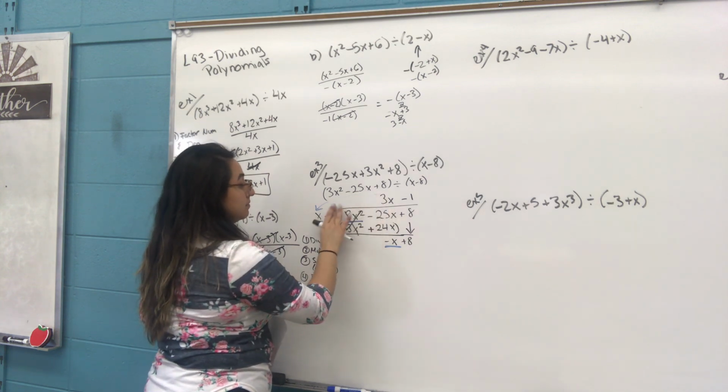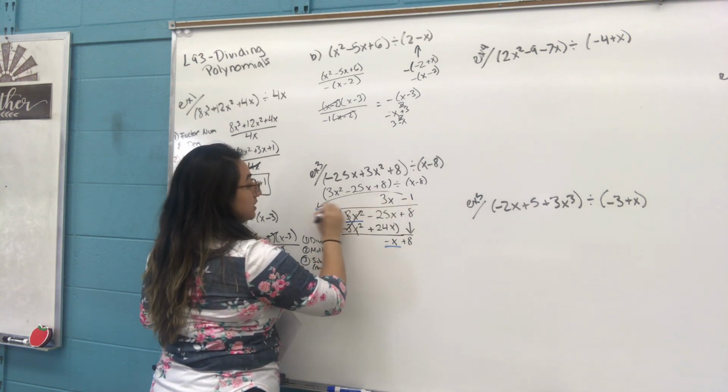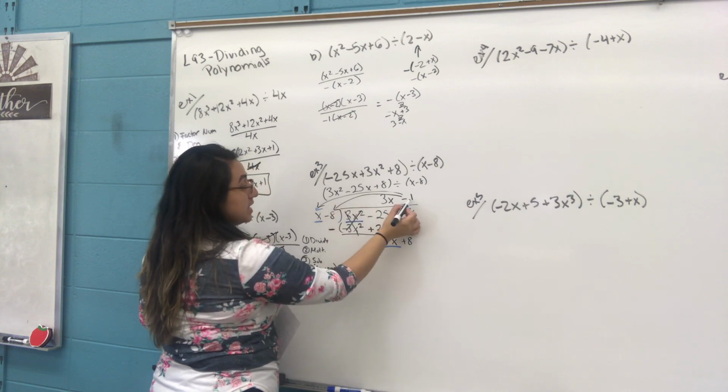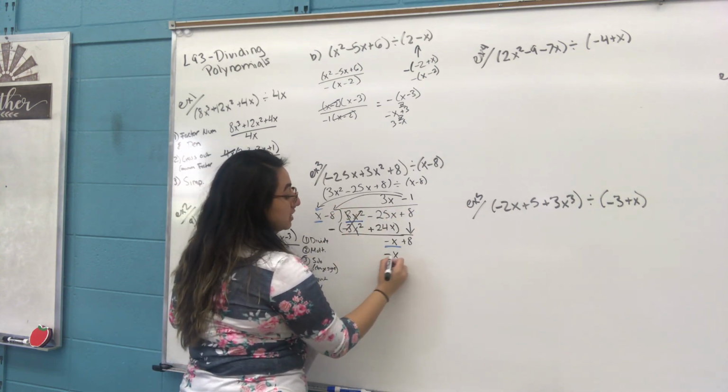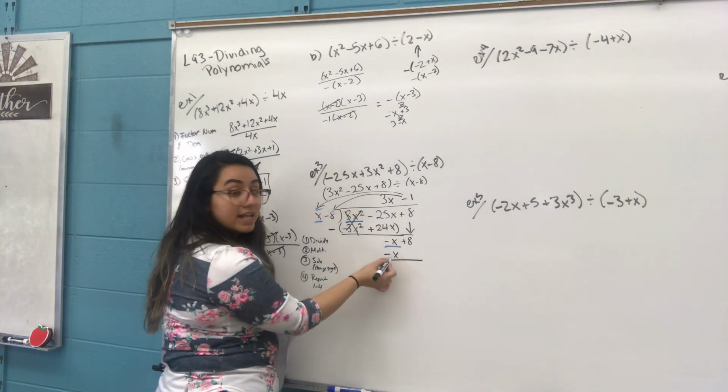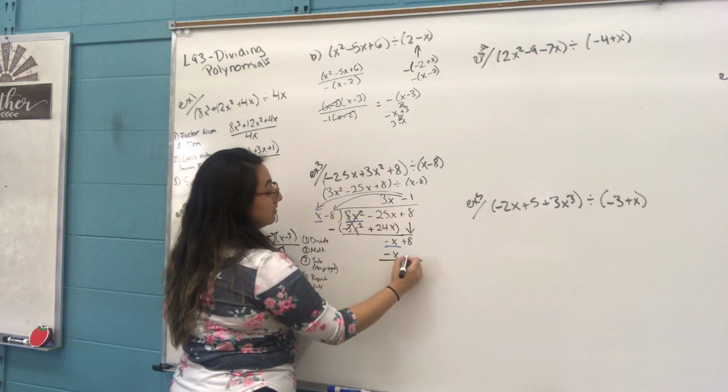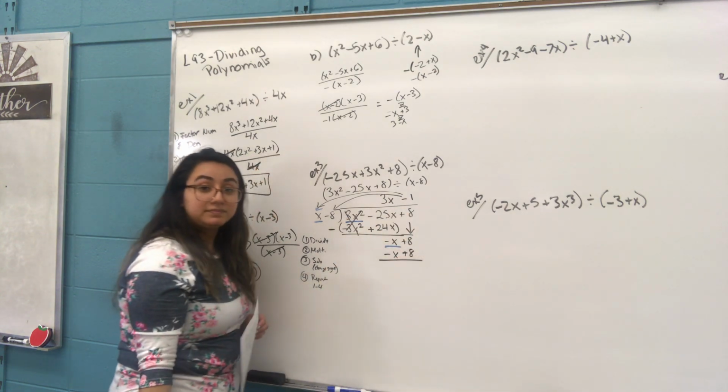So now, my new arrows, I'm going to do this one here, and I'm going to do this one here. Negative 1 times x, negative x. Again, make sure they match up, negative and negative. Negative 1 times negative 8, positive 8.